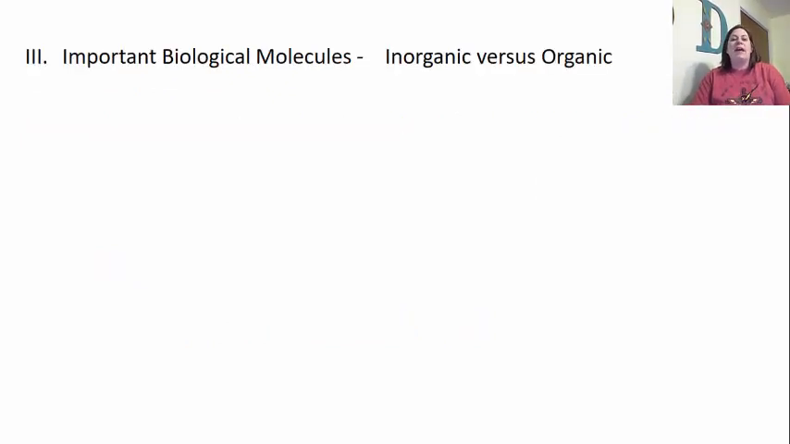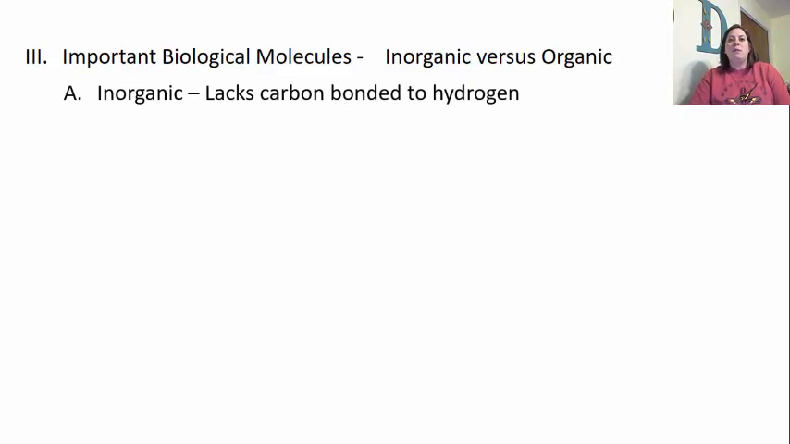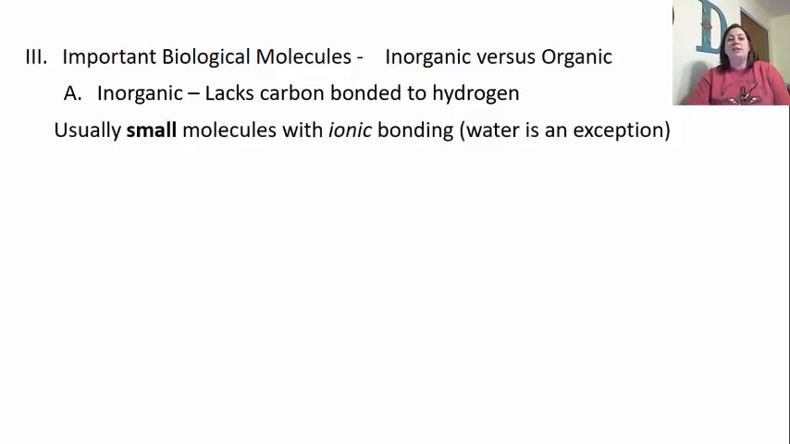Another thing we want to look at is important biological molecules. We want to look at inorganic versus organic molecules. An inorganic molecule lacks carbon bonded to hydrogen. So it could have carbon and not hydrogen, or it could have hydrogen and not carbon. All right. So when we look at inorganic, it means there's no carbon and hydrogen together. These are usually smaller molecules and they usually have ionic bonds.